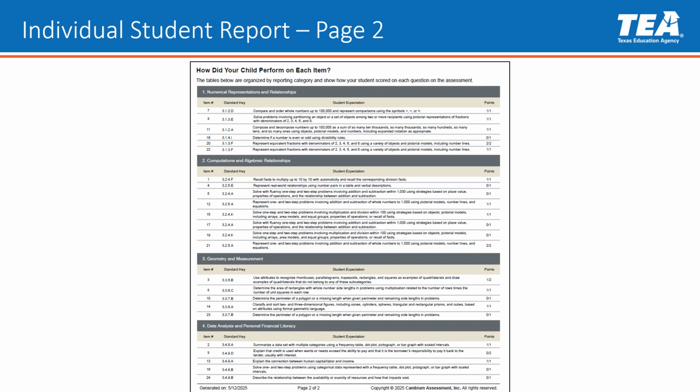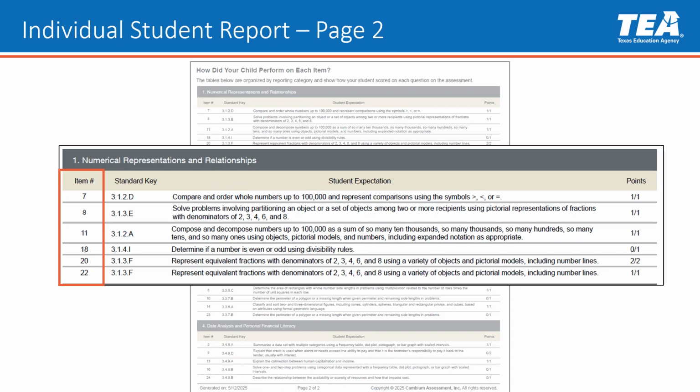A second page of the report may have been provided by your student's teacher. The first column in the report shows the question number. The second column identifies the standard that was assessed by each question. Each standard key is listed in the chart. The first number in the standard key is the grade level, which for this group was all grade 3. The second number is the reporting category.